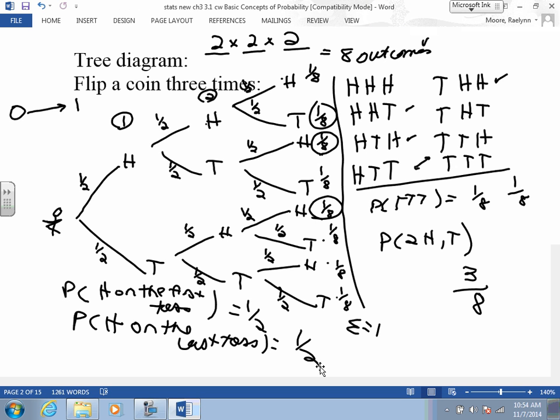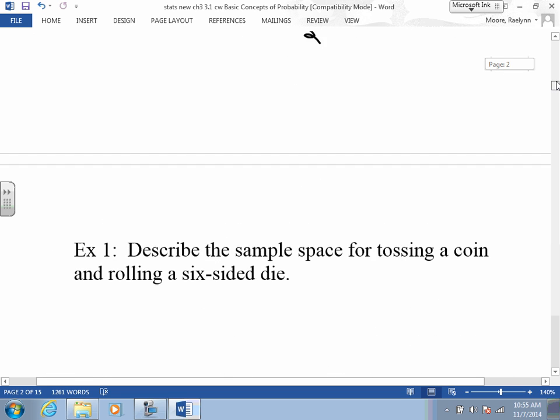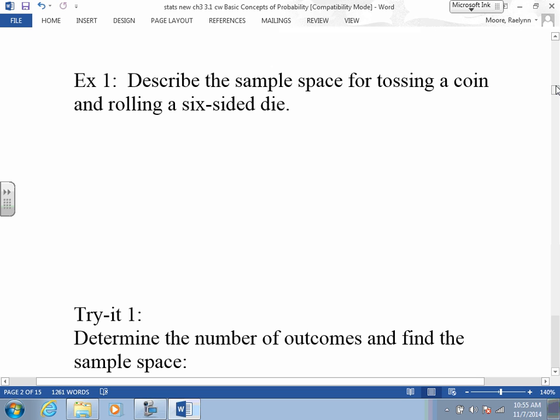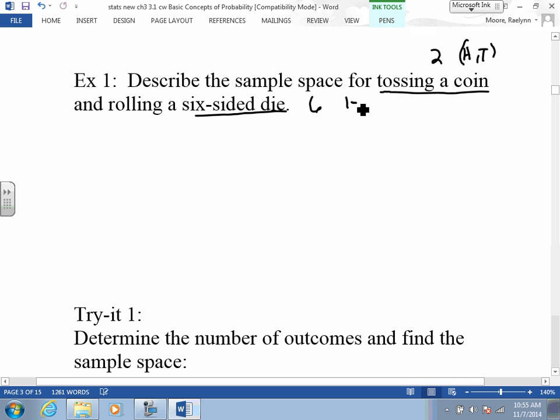All right. So now, we're going to take this, and we're going to describe the sample space for tossing a coin and rolling a 6-sided die. How many possible outcomes can happen when you toss a coin? 2, and they are heads or tails. How many possible outcomes from your 6-sided die? 6, and they are 1 through 6. So your counting principle says 2 times 6 should give you 12 outcomes.